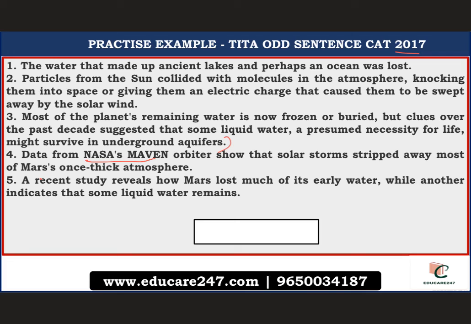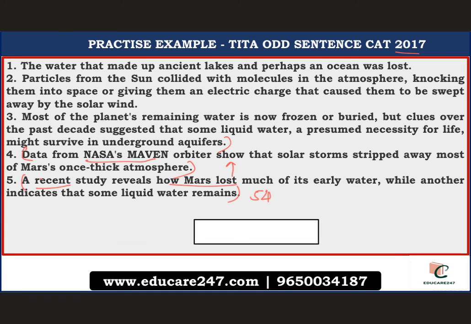A recent study reveals how Mars lost much of its early water, while another indicates that some liquid water remains. So see, this sentence is properly giving you a context, introducing the idea of what we are talking about over here. So sentence number 5 should be your starter, right? If you observe, this connects to sentence number 5 because data from NASA's MAVEN orbiter shows that solar storms stripped away most of the Mars' once thick atmosphere. This is directly linking this. So 4 should come next.